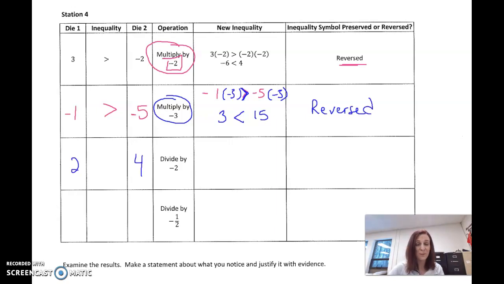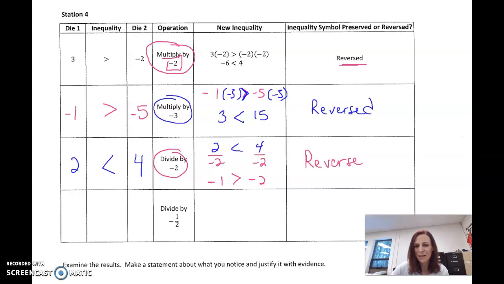Okay. So let's say I grabbed a 2 and a 4. Or rolled the dice, right? 2 is less than 4. Now, let's divide by a -2. Well, a positive divided by a negative is going to be negative. 2 divided by 2 is 1. Positive divided by a negative is a negative. 4 divided by 2 is 2. Think of the number line. -1 is greater than -2. So we went from less than to greater than, and we're going to say that this is going to be reversed.